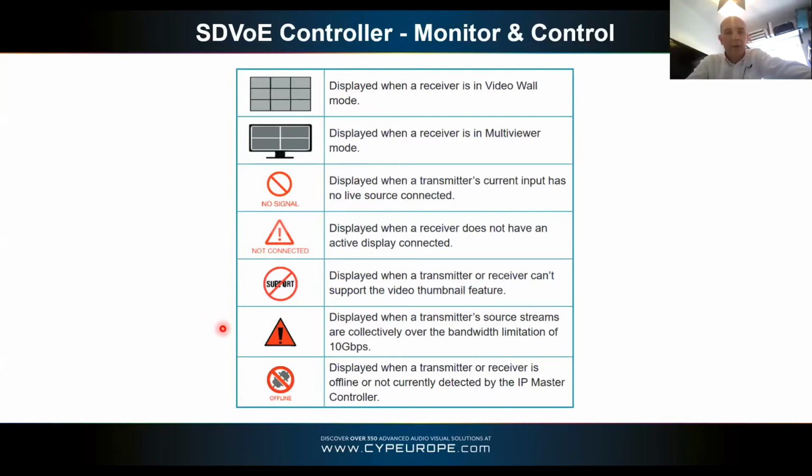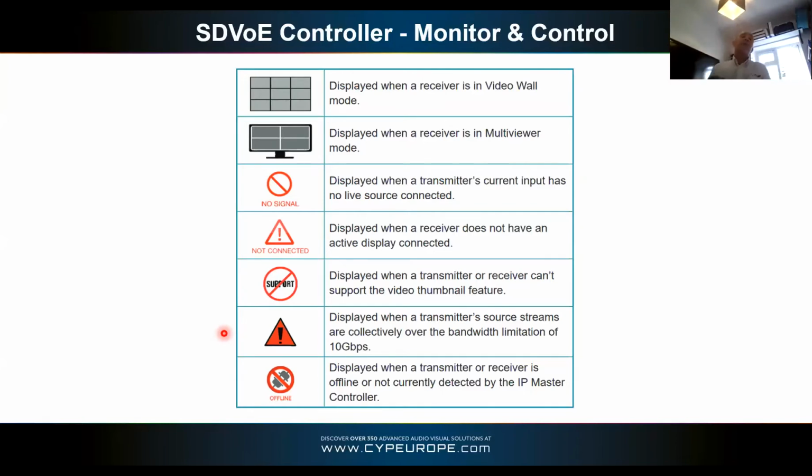And then you get the warning triangle. This is displayed when the transmitter sources stream, this is the important bit, collectively over the bandwidth limitation of 10 gigabits per second. There's actually another warning symbol that I can't remember, and we don't have it here, that tells you it's getting close to the 10 gig. What we've got to remember is that we have a bandwidth limitation, and it is actually the network switch. Even the fiber ports on a 10 gig switch are only 10 gig in, 10 gig out. So whilst the SDVoE hardware could, strictly speaking, stream above 10G, it has to make sure everything's within 10G. So this tells you that you're going too far.